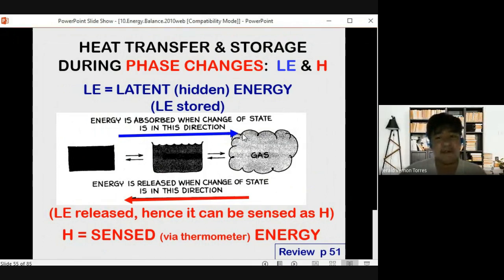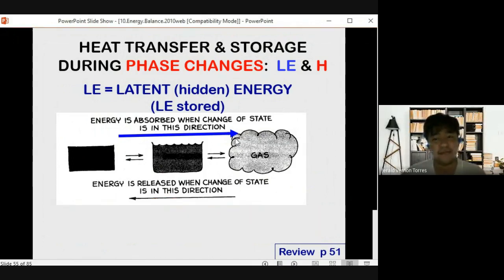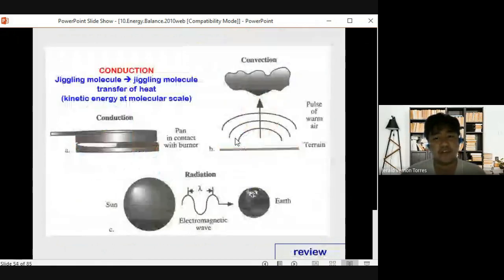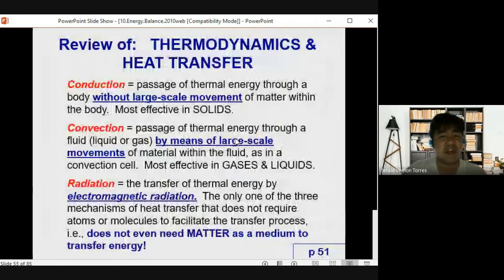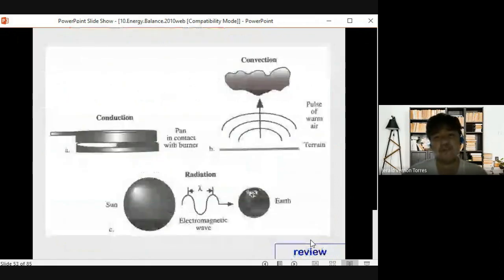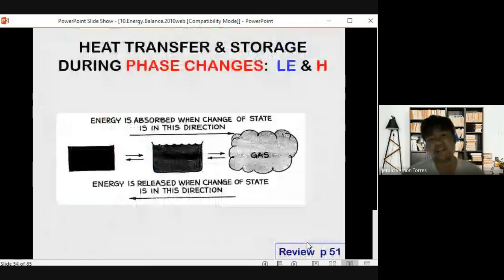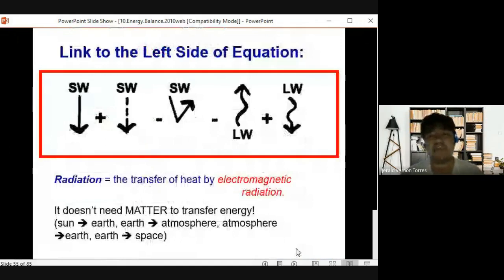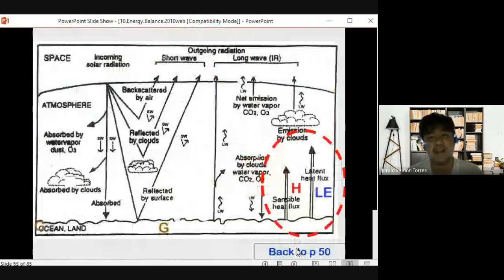And last, we are going to look at the equation in order to get the net balance. I-add nyo lang yung sensible heat, yung amount of energy na nag-cause ng change in temperature, the latent heat or the amount of energy na magkakaroon ng phase change, plus yung stored energy ng Earth so that you can get the net amount of energy in planet Earth.